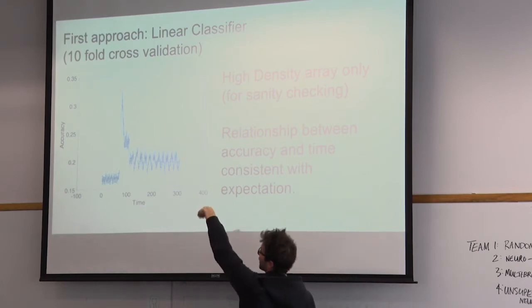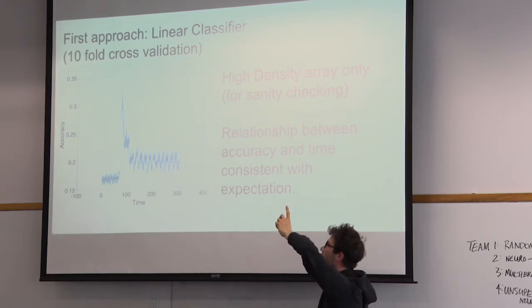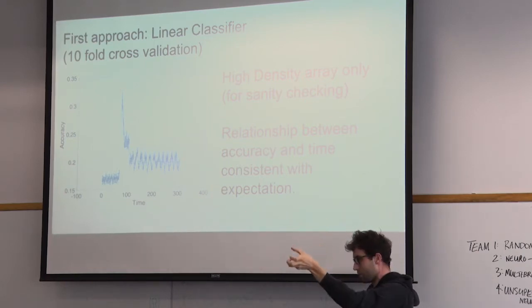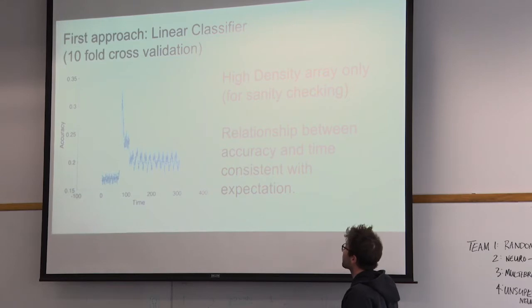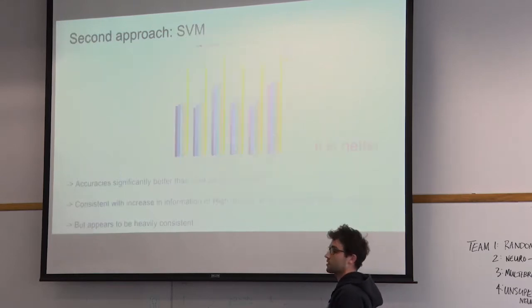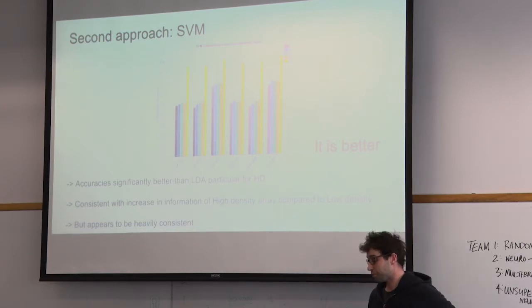You also see this oscillating pattern that's oscillating at 15 hertz, which is the frequency that the stimulus is rotating at. So in general, the relationship between time and accuracy is as expected. So then we tried an SVM. We got a lot better accuracies with the SVM.